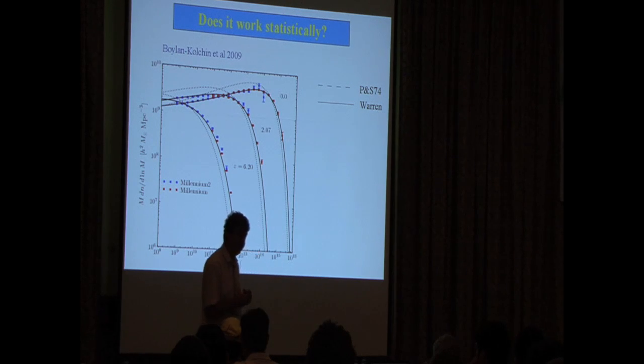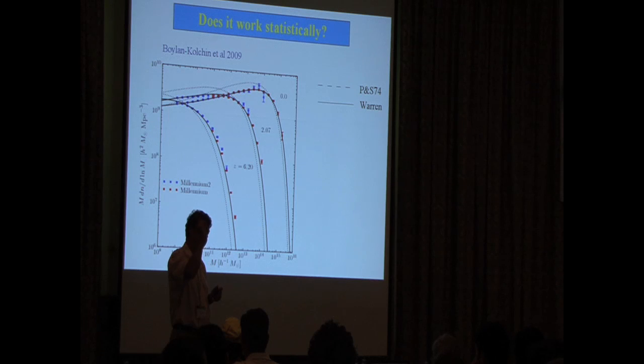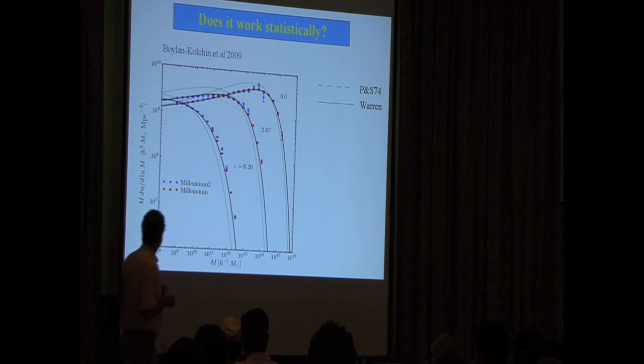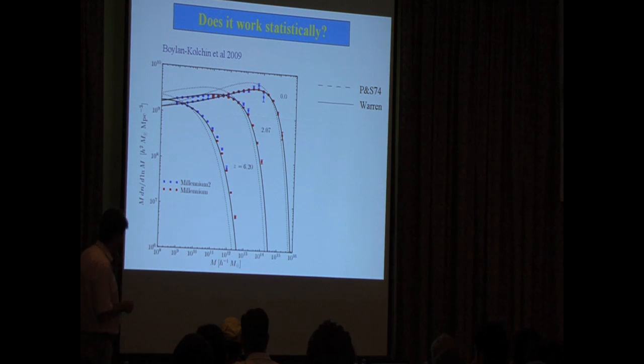Does it work statistically? Rather than asking whether it gives the right answer for every single particle, we can ask, does it give you the right mass function? Then things don't look so bad. Here are results on the mass function. So this is the number of objects of a given mass as a function of that mass. Here's the mass. We're going from 10 to the 8 solar masses to 10 to the 16 solar masses, so we have 8 orders of magnitude on the axis here. This is the abundance. With very large simulations, you can get these things with quite small error bars.